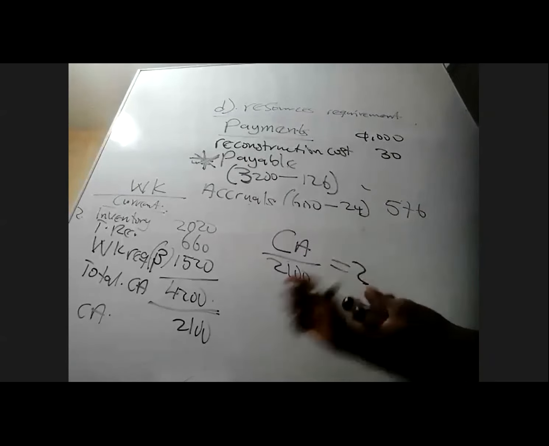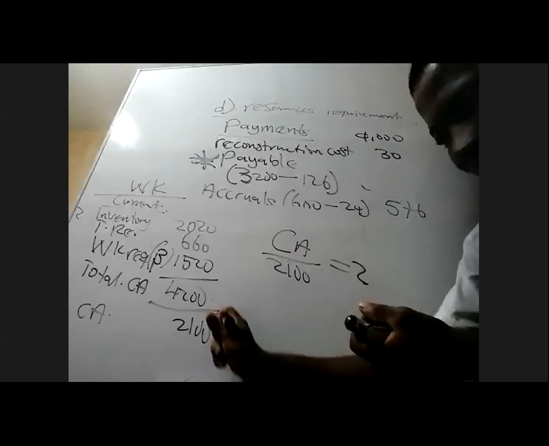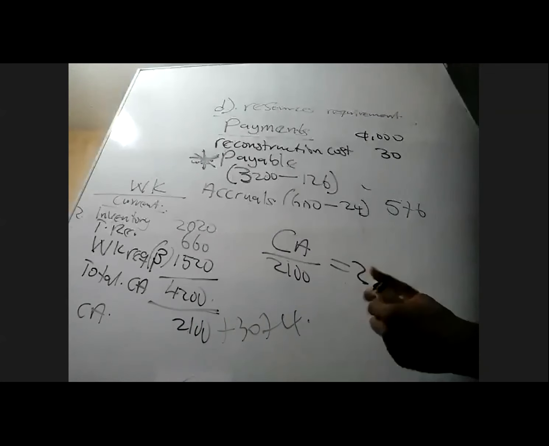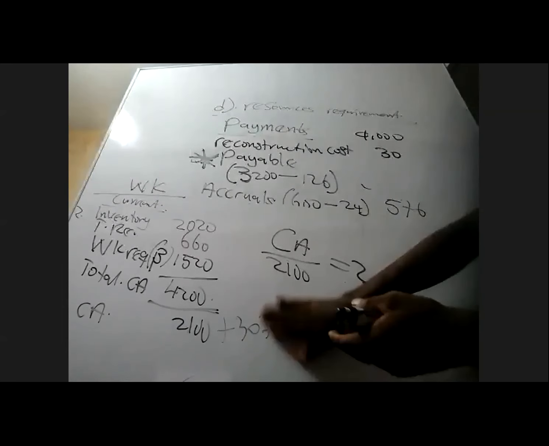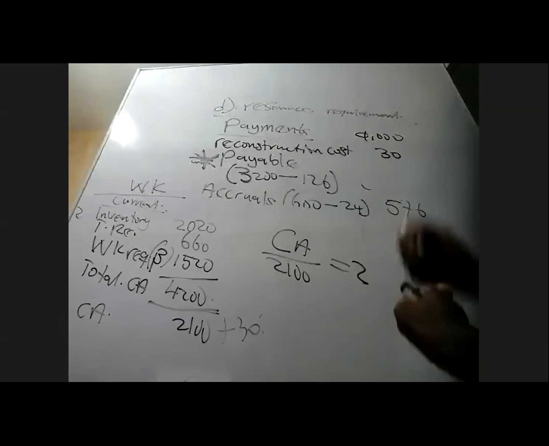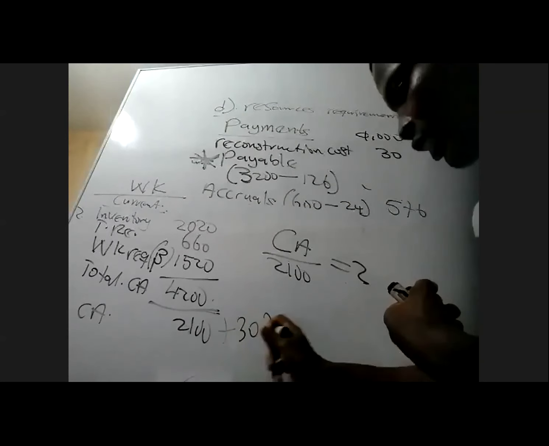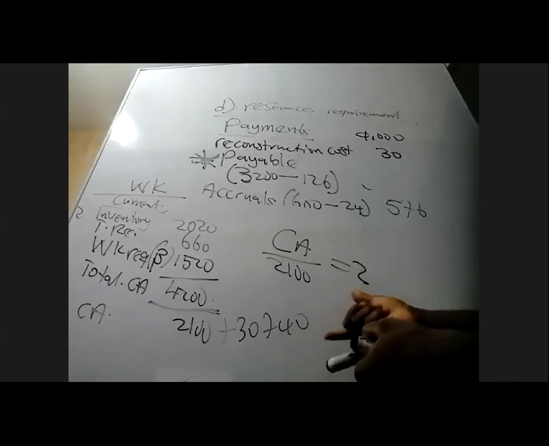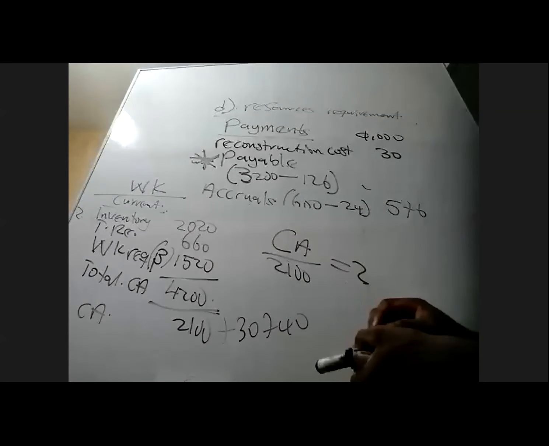So the current liability in that case will be 2,100, that's the bank overdraft, plus the 3074, which is the payable figure. Then when you get this, before you double it up, you bring it here, and then you find the difference. How we get that?